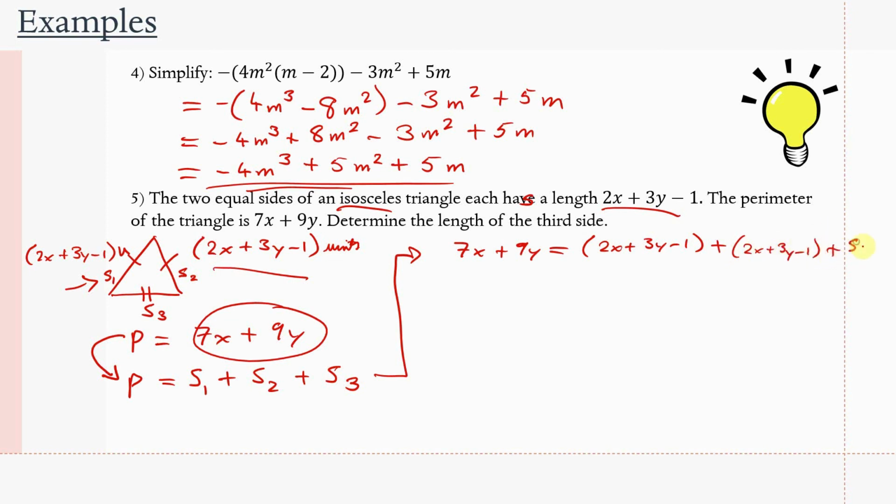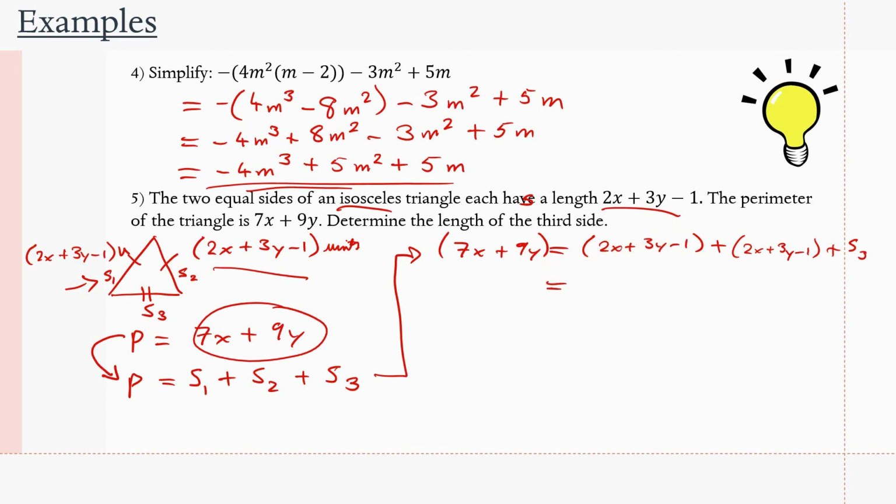And then we have side 3, which is what we need to look for. So now, let me put brackets around this too. To find side 3, we have to isolate for side 3. So what we want to do is subtract from each side 2x plus 3y minus 1. We want to do that twice, because we have a 2x plus 3y minus 1 and another 2x plus 3y minus 1. And we want to get rid of these, this whole polynomial, and kind of bring it to the other side.